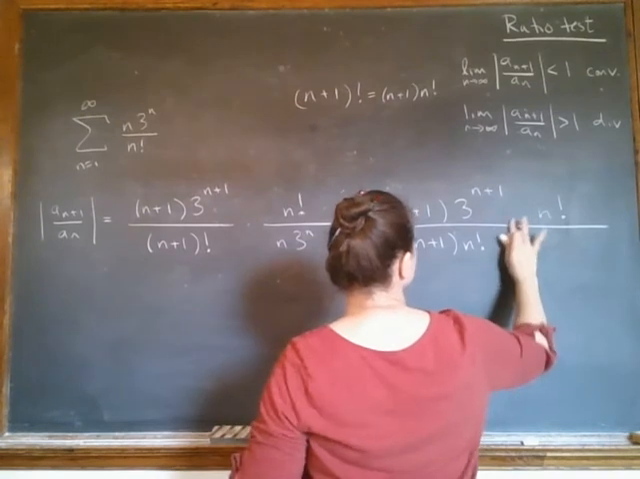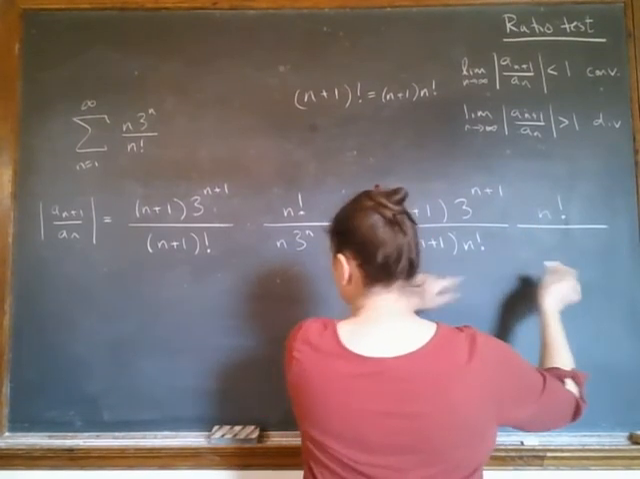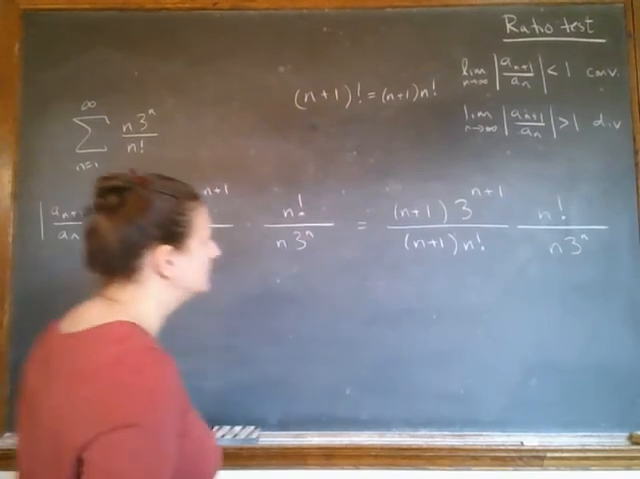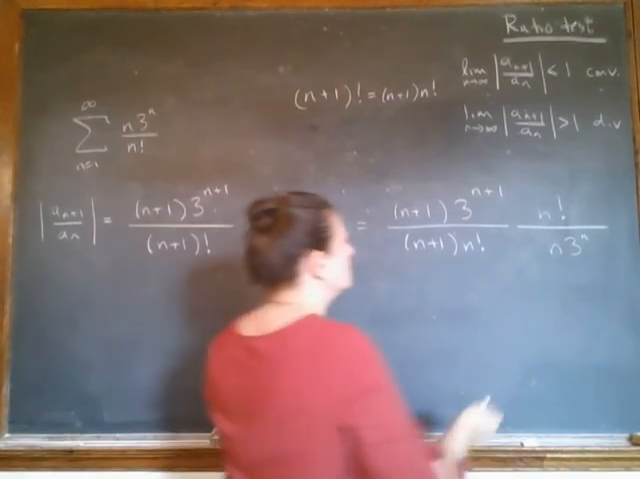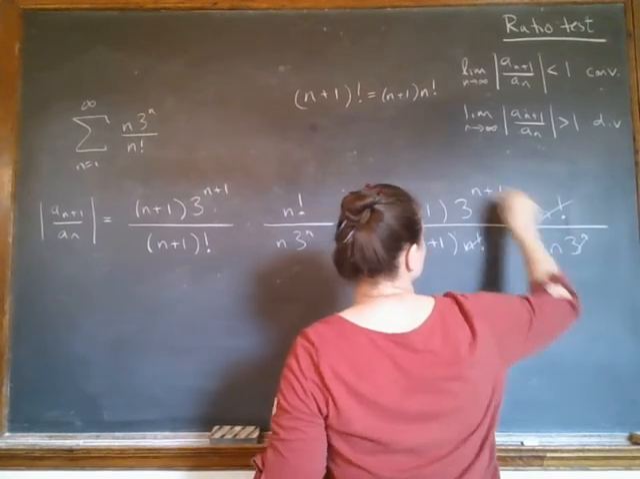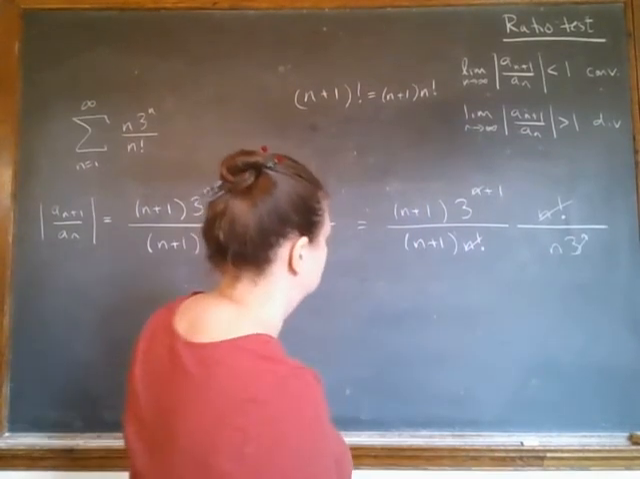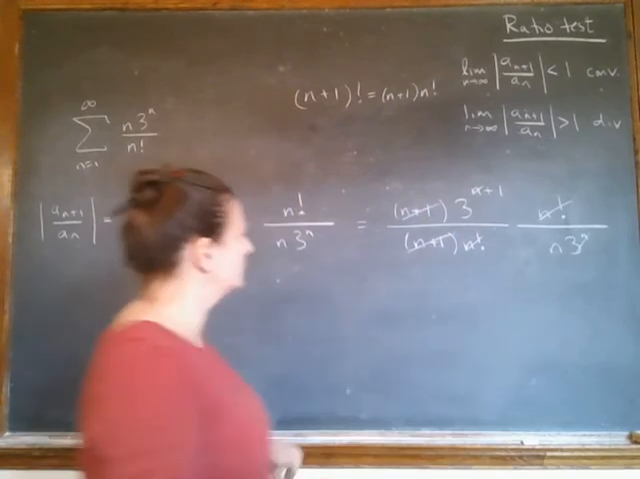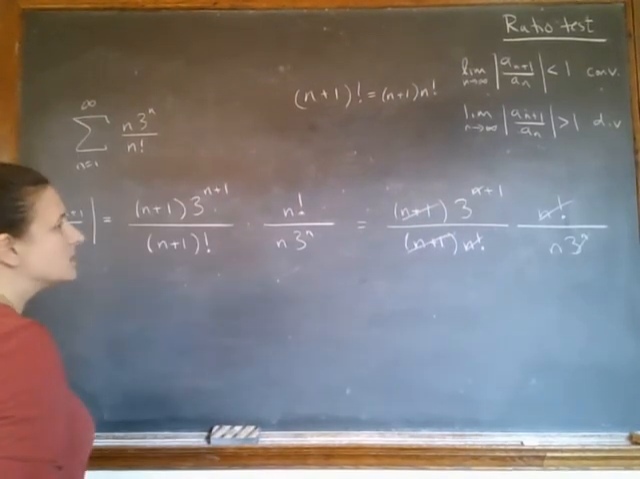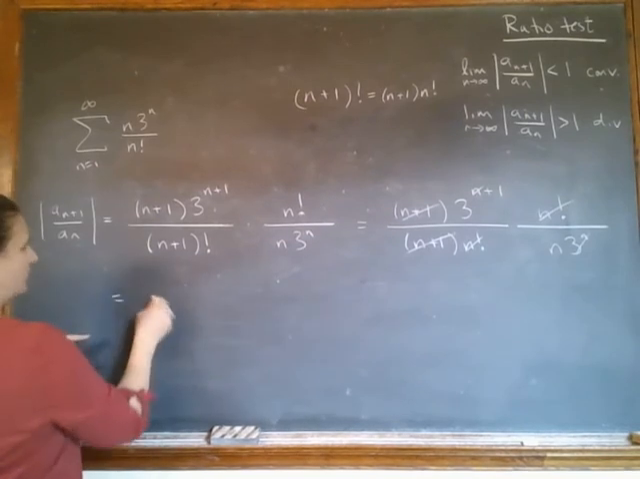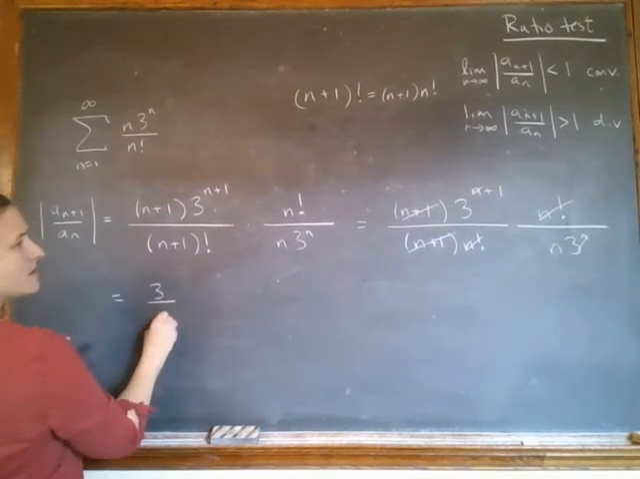this is n plus 1 times n factorial and 3 to the n. So look at this. These factorials cancel out. This 3 to the n cancels out. Looks like this stuff cancels out too. n plus 1 cancels out. So I end up with what's left. I have a 3, and in the bottom I have an n.